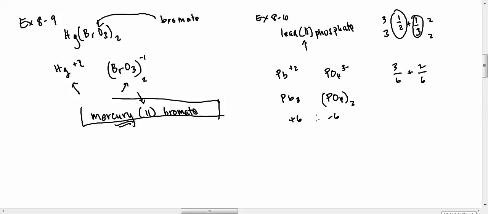And now I can combine these, but guess what? +6 and -6 add up to 0, and so essentially this is what you have right here. This is your formula for that compound. And it's balanced because it has an overall charge of 0, and that's how you do it. I'm not sure if there's any better way to explain that.